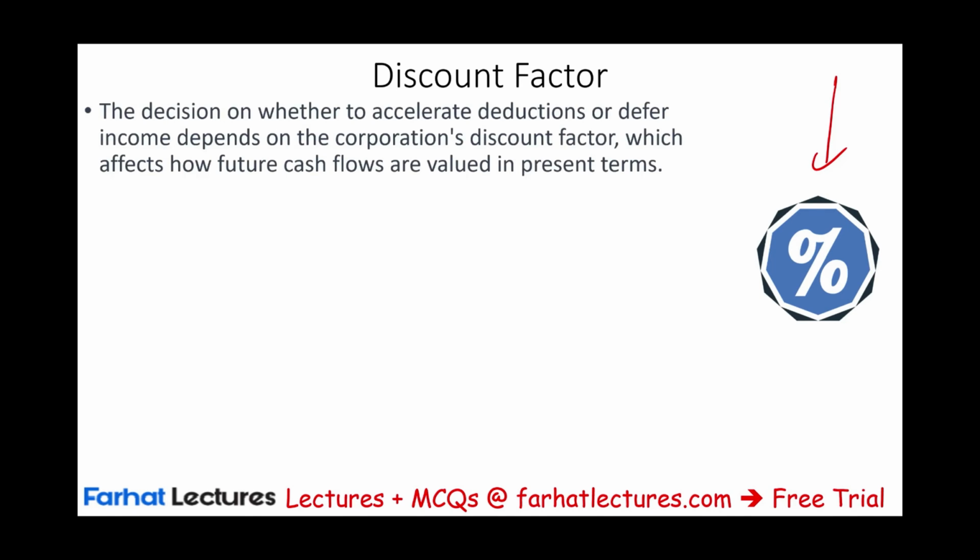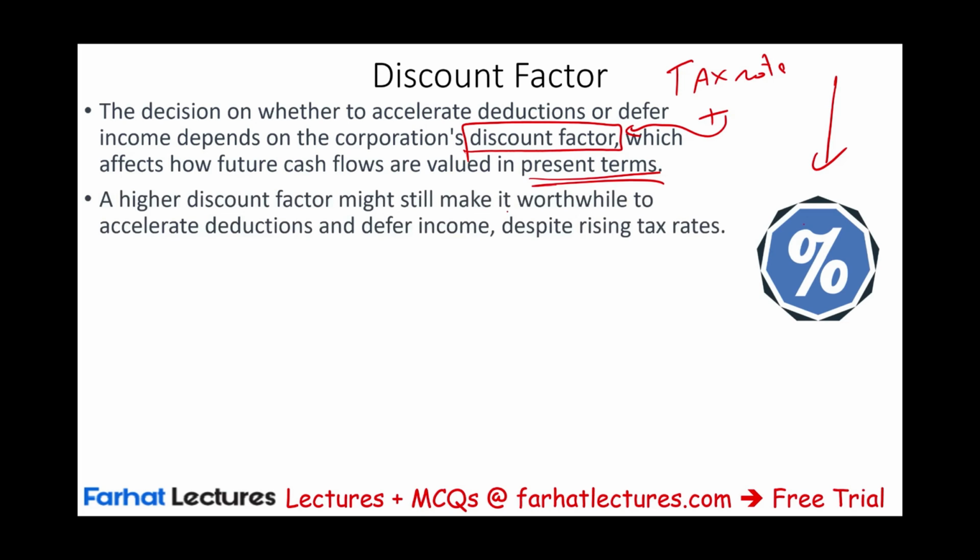So the decision whether to accelerate deduction or defer income also depends on the discount rate, not only the tax rate. You have to take into account the discount rate, which affects how future cash flows are valued in the present time. So to make the proper decision, you have to take into account the tax rate as well as the discount rate. A higher discount rate might still make it worthwhile to accelerate deduction and defer income despite rising tax rate. What does that mean? It means it all depends on the influence of the discount rate vis-a-vis the tax rate.